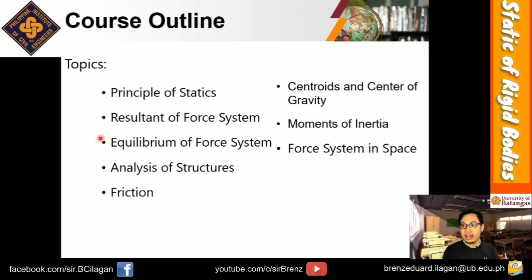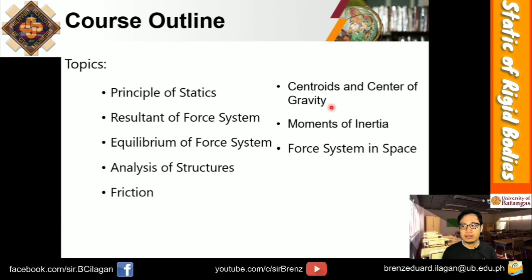Okay, so the next, we have the resultant of force system, yung pagkuha ng resultant. Next will be the equilibrium of force system. Next, we have the analysis of structures, followed by friction. So again, ito naman ay parang na-discuss din sa inyo before sa physics. Next will be centroids and center of gravity. So parang kasama lang dito yung solid mensuration. Okay, so mas pinalalim lang yung discussion.